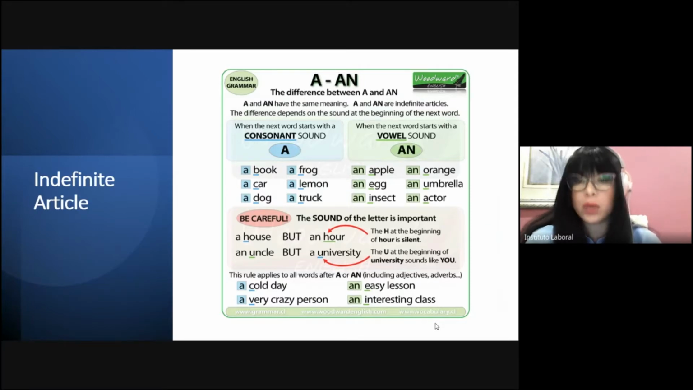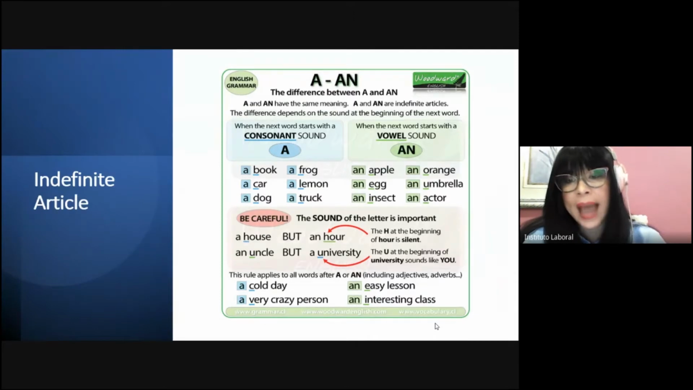When the next word starts with a vowel sound, we use an. Apple, that's a vowel sound, so we use an apple. That means one. An apple, an egg. Insect, that's a vowel sound, an insect. Orange, that's a vowel sound, so we use an orange. Umbrella, that's a vowel sound, we use an umbrella.